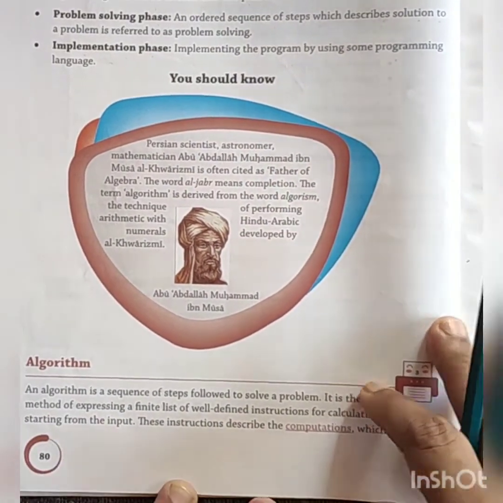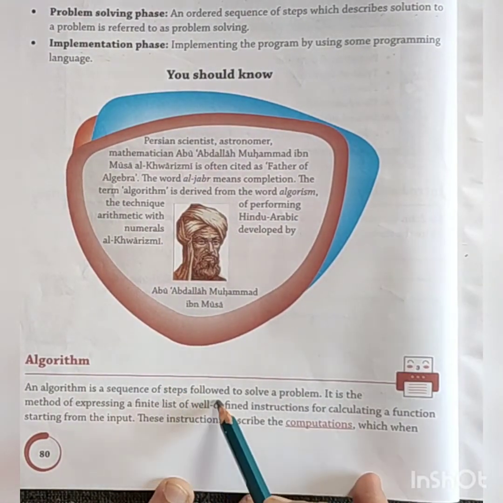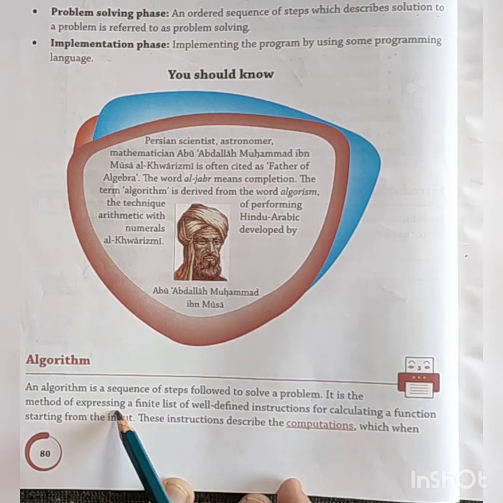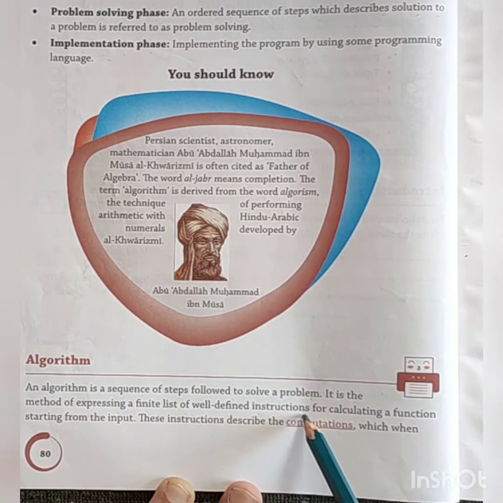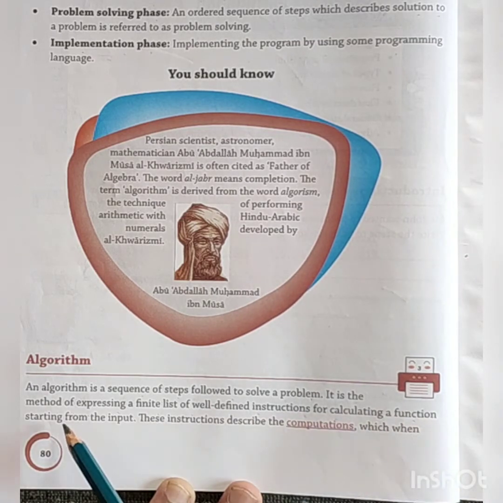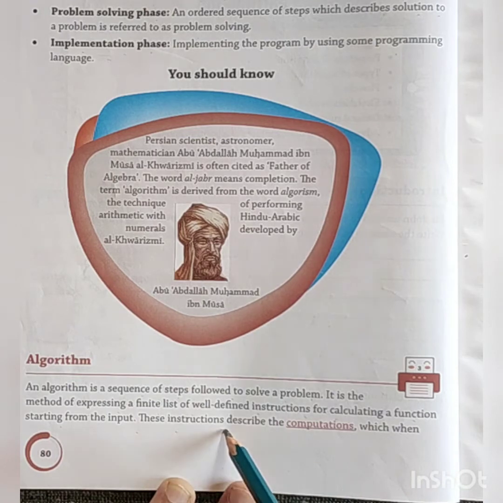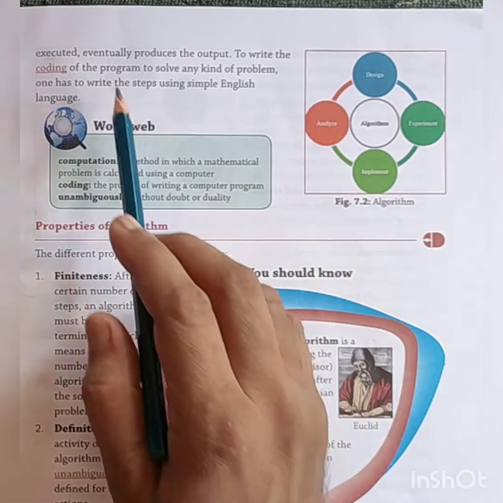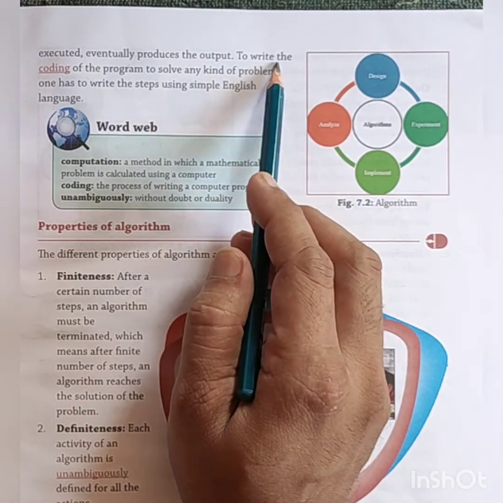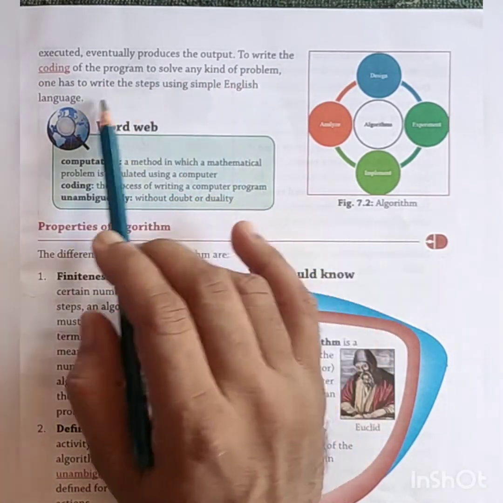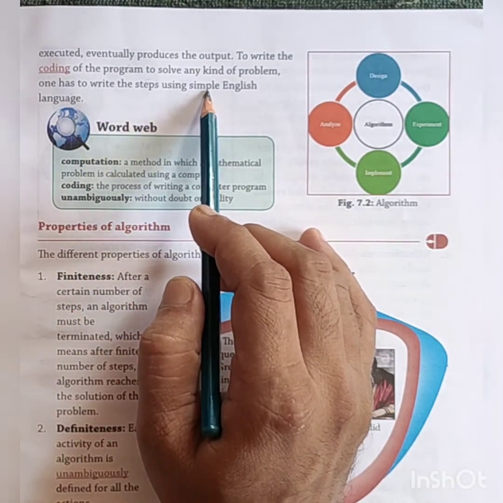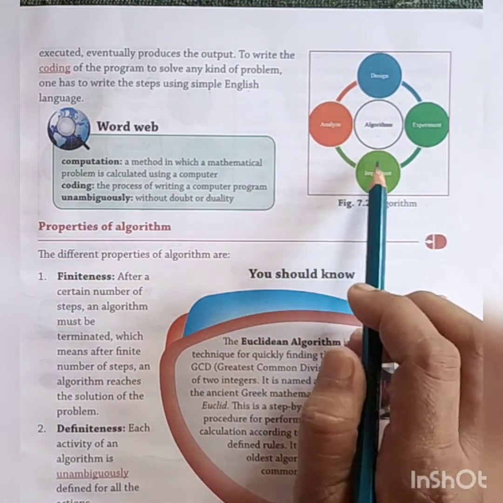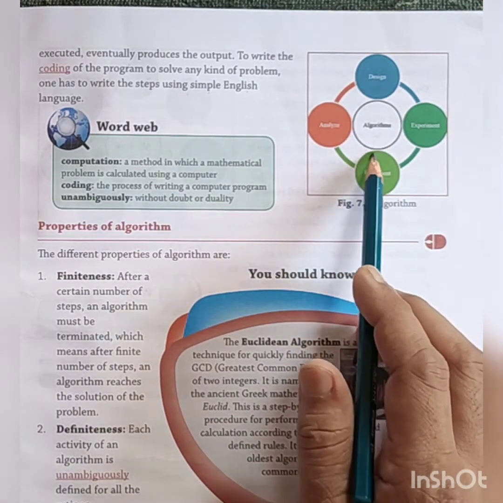Now let's talk about algorithm. An algorithm is a sequence of steps followed to solve a problem. It is the method of expressing a finite list of well-defined instructions for calculating a function. Starting from the input, these instructions describe the computation which, when executed, eventually produces the output. To write the coding of a program to solve any kind of problem, one has to write the steps using simple English language. So algorithm: first design, experiment, implementation, analyze. These are the phases to write an algorithm, and an algorithm is written in simple English language.